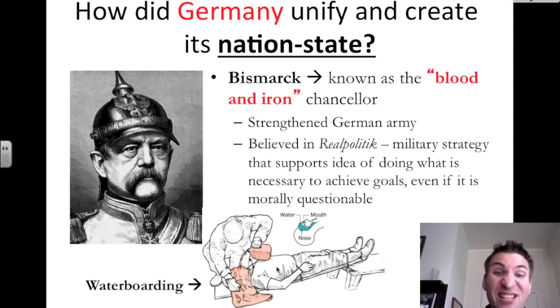Is this morally correct? Bismarck would say, it doesn't matter. If we get information from this terrorist, we're willing to use it, morals notwithstanding. So that is an example of realpolitik, a military strategy that Bismarck championed.